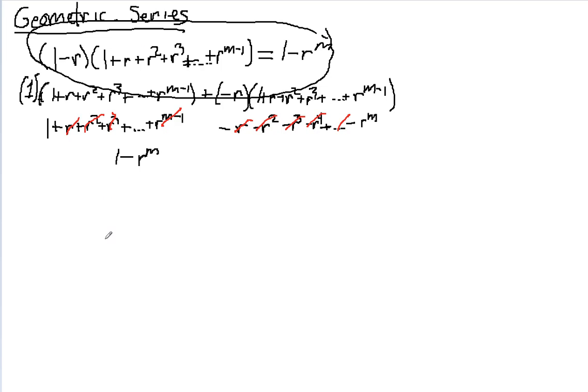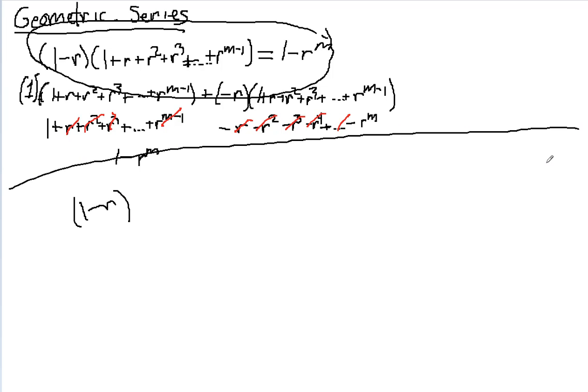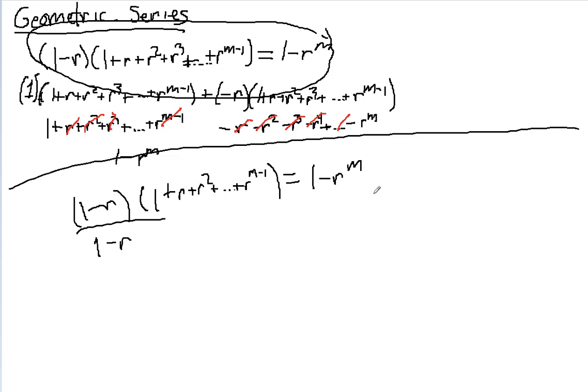So what this means is that, in particular, I can divide both sides. In fact, let's rewrite this. 1 minus r times 1 plus r plus r squared plus ... plus r to the m minus 1 equals 1 minus r to the m. That means I can just divide both sides by 1 minus r as long as r is not equal to 1, and it won't be. And I get that 1 plus r plus r squared plus ... plus r to the m minus 1 equals this ratio.